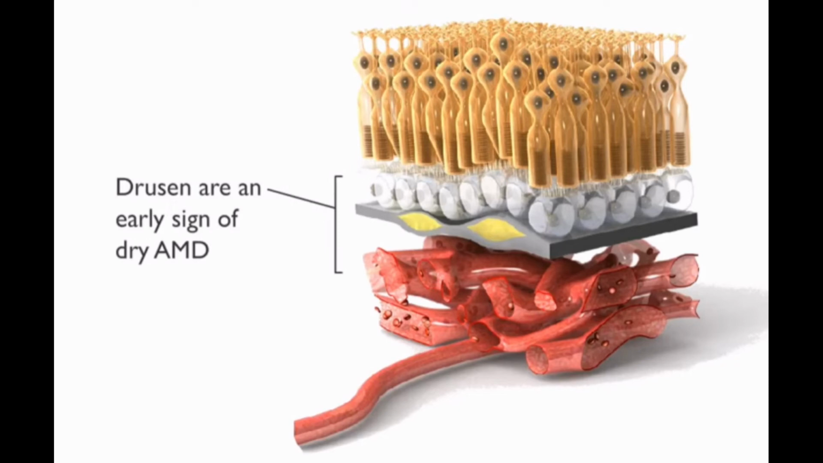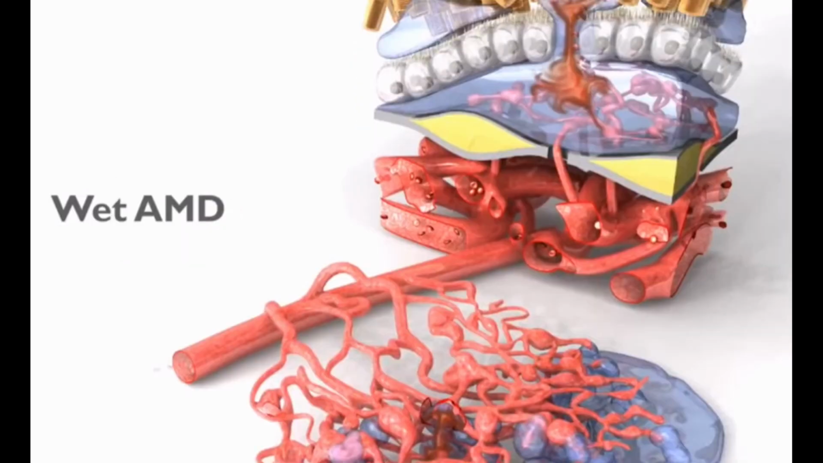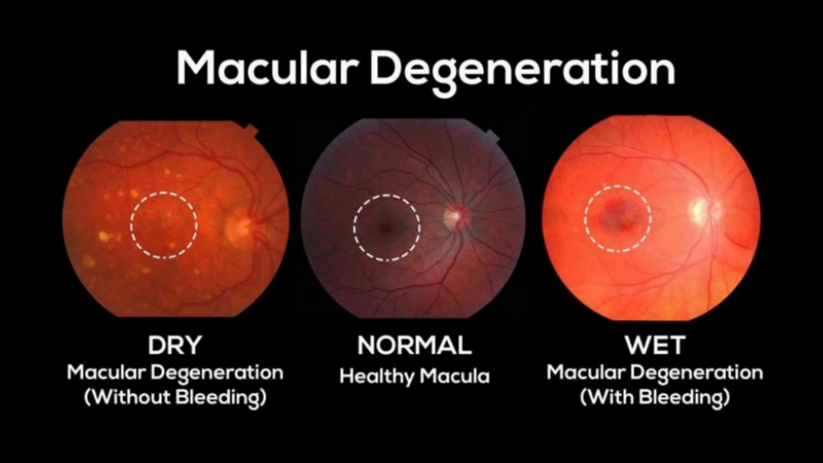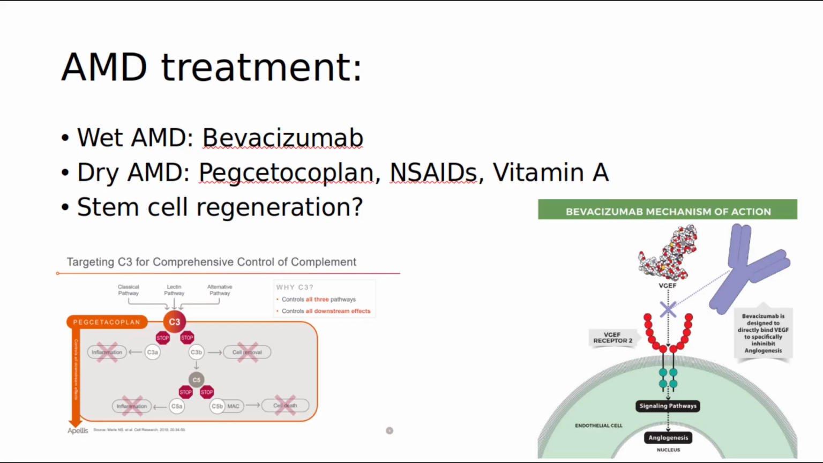There are two main types of age-related macular degeneration: wet if vascular and dry if not. Dry can become wet. Treatment for wet age-related macular degeneration involves the use of monoclonal antibodies against vascular endothelial growth factor. An example would be bevacizumab, which inhibits angiogenesis.